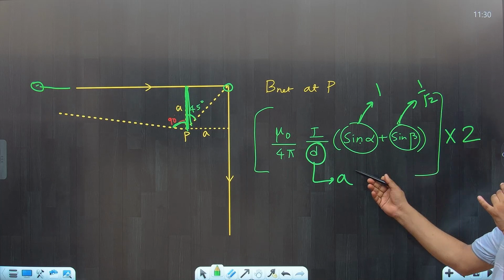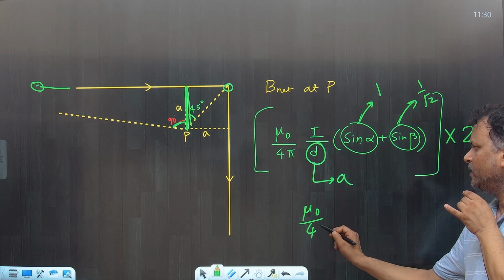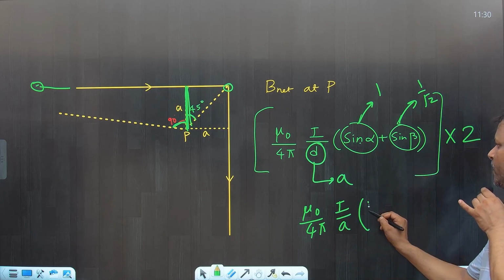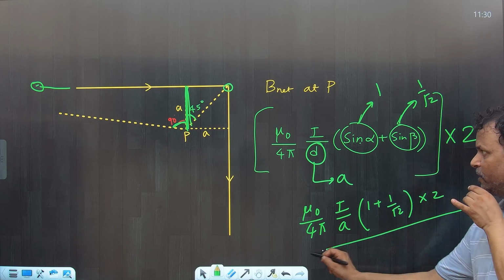You will get the answer mu naught by 4 pi, I by A, into (1 plus 1 by root 2), into 2. This is the magnetic field at point P.